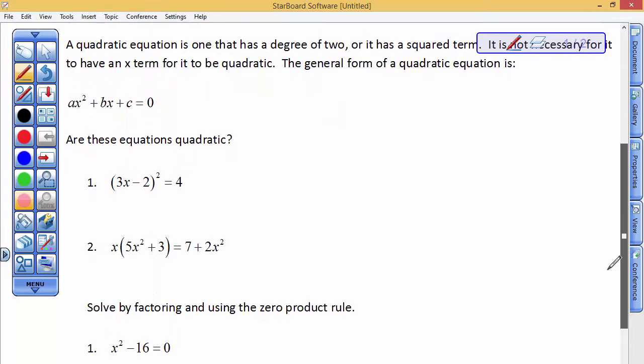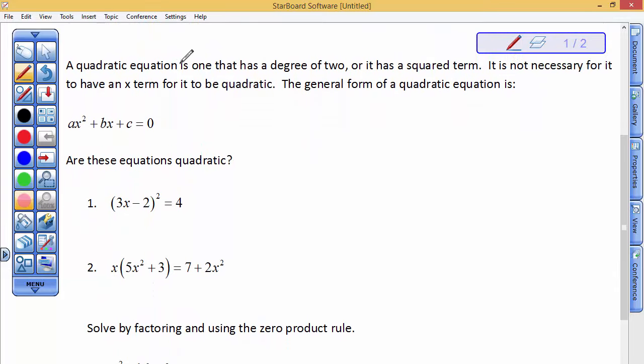So first of all, a quadratic equation is one that has a degree of 2, or in other words, it has a squared term. It's not necessary for it to have an x term for it to be quadratic, but it must have a squared term. Then I know it's quadratic. So that's all it must have. It cannot have a cube term, so the highest degree has to be a 2, and it must have that squared term, nothing higher than that. So are these quadratic equations?